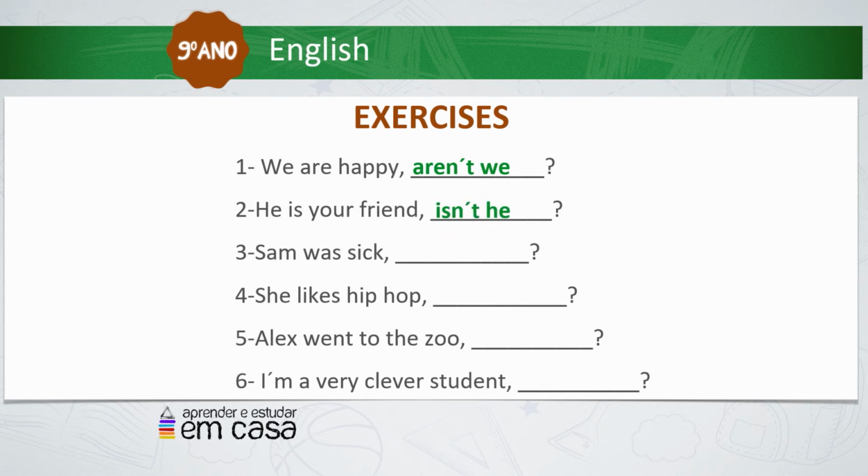The second sentence, "He is your friend." And we ask for confirmation using "isn't he?" Very good. "Sam was sick." How do we ask for confirmation? "Wasn't he?" "She likes hip-hop." "Doesn't she?" "Alex went to the zoo." Let's complete it with "didn't he?" And the last one, "I am a very clever student."